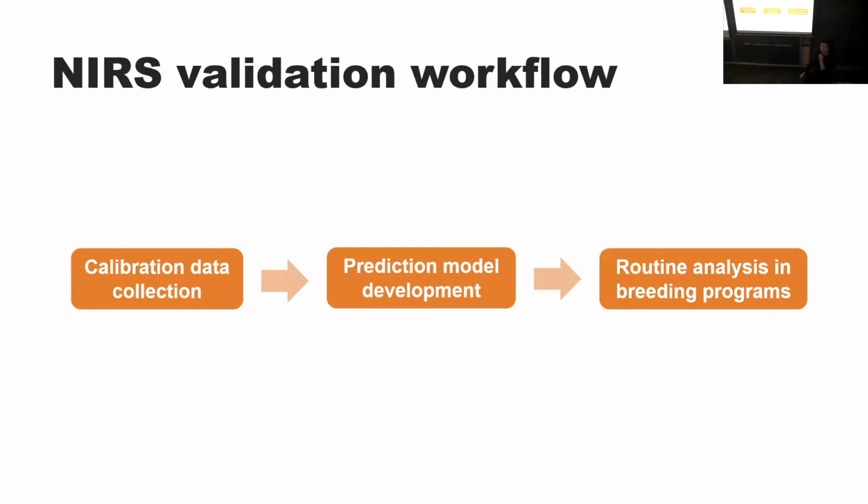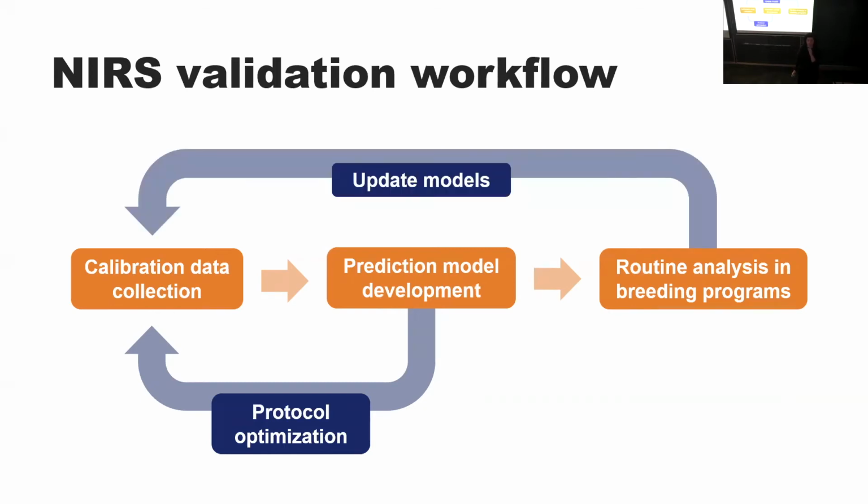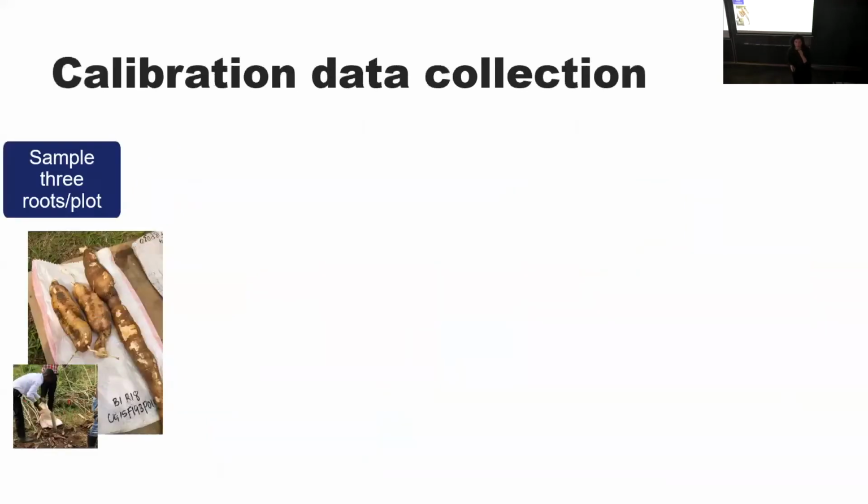In order to do that, we collect calibration data, so scans from the spectrometer paired with these oven measurements that I was talking about before. We use those as input for prediction model development, and once we have models that pass our standards, we can use them routinely in breeding programs. But to get to that point, we need to optimize the protocols that we're using, both in actual sampling of the roots and in model development. And then we do need to keep going back and making sure that our models are still appropriate as our populations change and we have new generations.